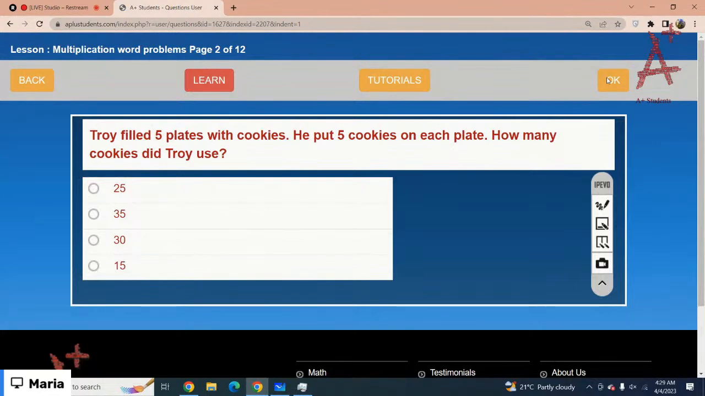Okay, Troy filled 5 plates of cookies. He put 4 cookies on each plate. How many cookies did Troy use? So you have to calculate the cookies. The two numbers involved are 5 and 4. So you need to do 5 times 4. So which is the correct option?